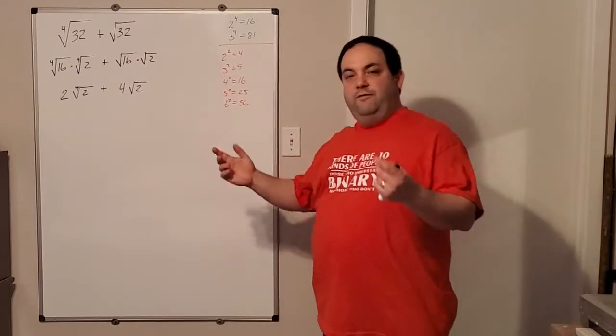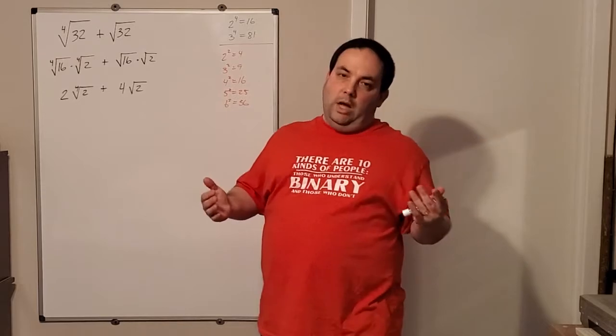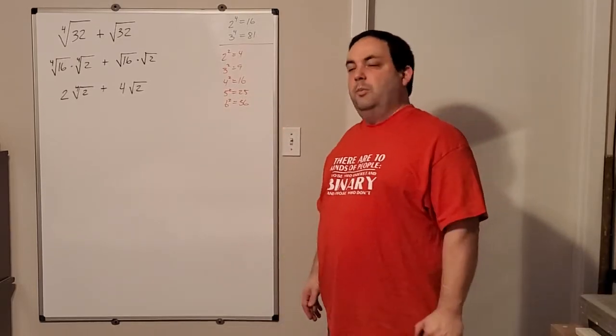So then I get down, and everything is individually simplified. But the fourth root of 2 and the square root of 2 are not like terms, so I can't combine those. So then the problem is then finished. It is simplified to our best ability.